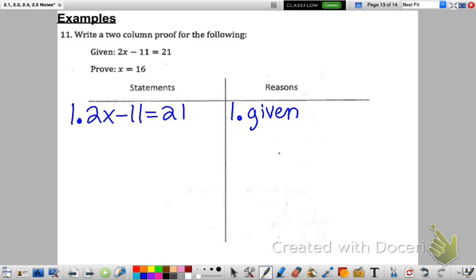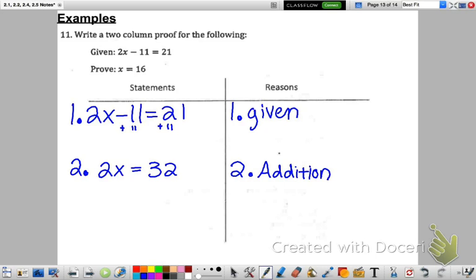Now, to solve for x, we will begin by adding 11 to both sides. When we add the 11 to both sides, we will have 2x is equal to 32. And the reason was addition. Last thing we need to do to get x is divide by 2. And we would get x is 16. So the reason for getting x is 16 is division.